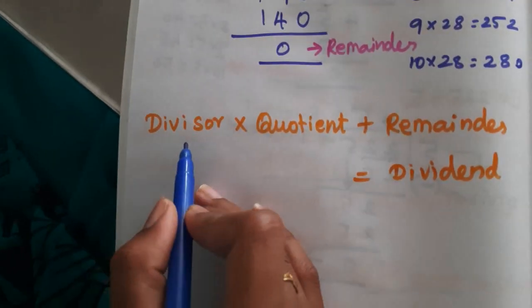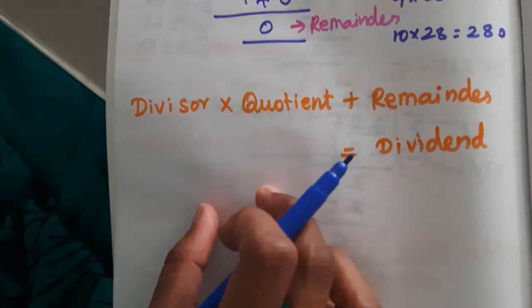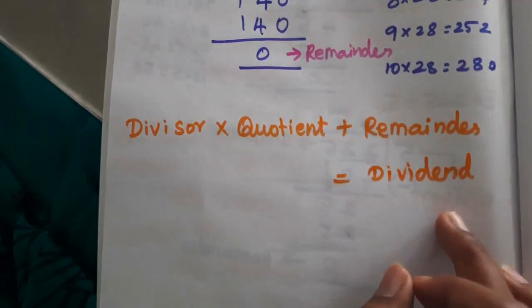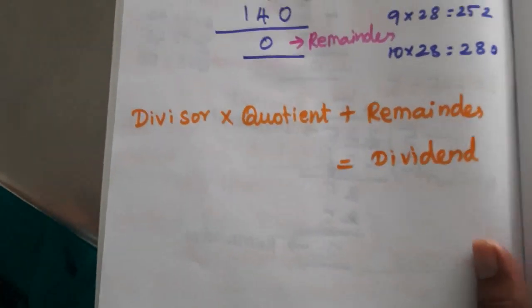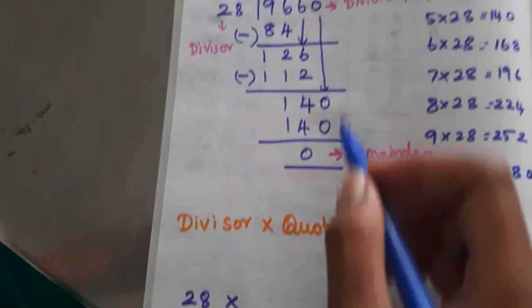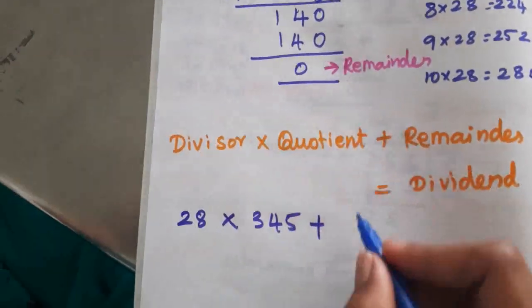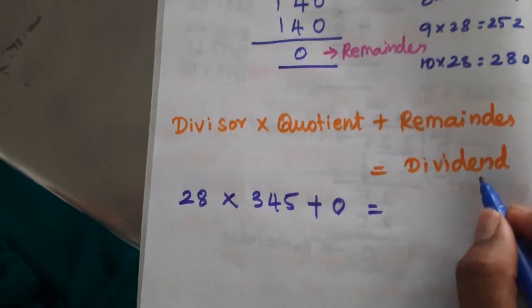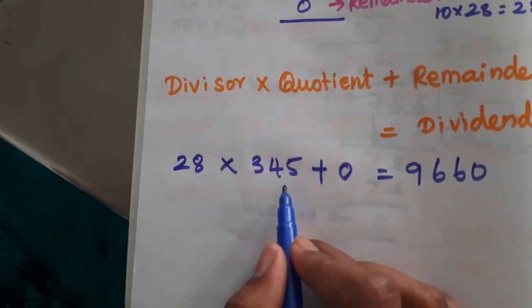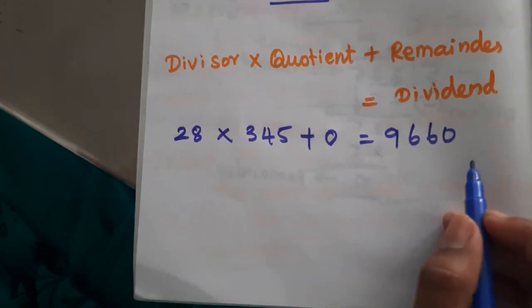First you have to multiply the divisor and quotient. There we will get one number. To that number add the remainder, and surely we will get the dividend. This is the formula for verifying the division. First you have to write those numbers. What is the divisor? It's 28. 28 into the quotient, 345, plus remainder 0 equals the dividend. What is the dividend here? 9660. First you have to multiply those numbers, then add 0. Surely you will get the dividend.